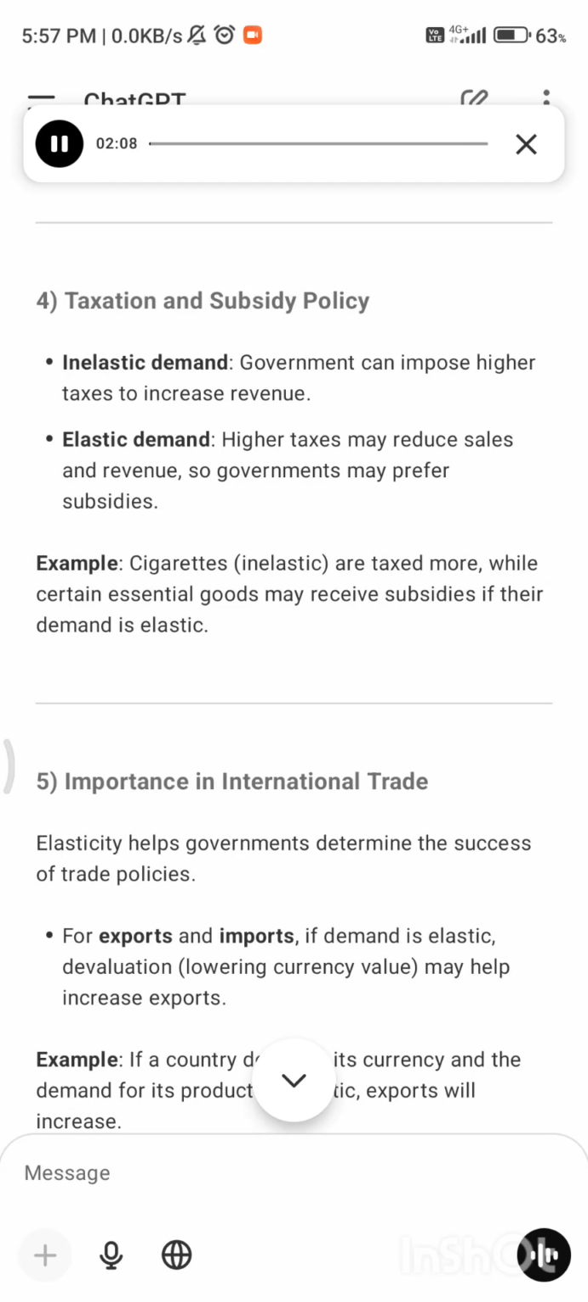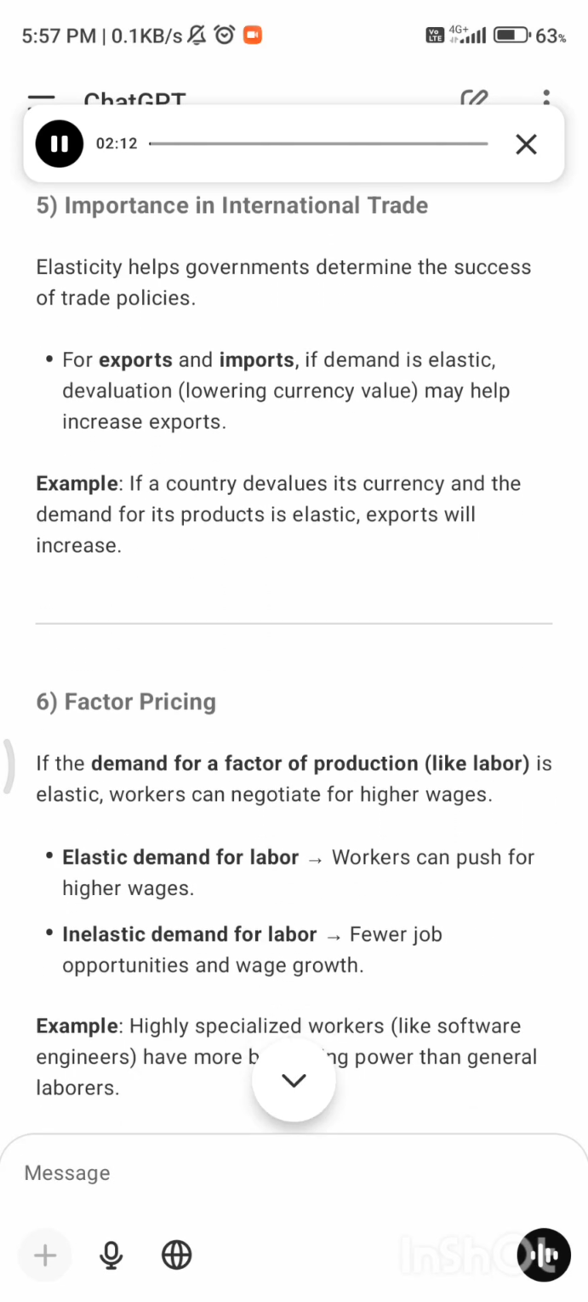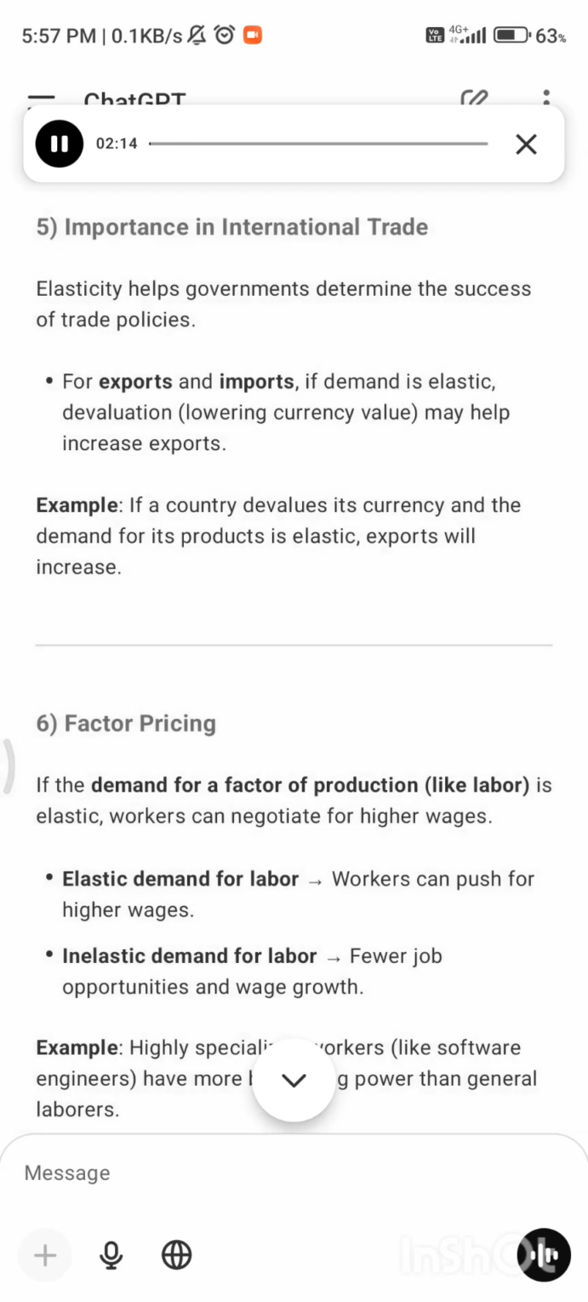Now 5. Importance in international trade. Elasticity helps governments determine the success of trade policies. For exports and imports, if demand is elastic, devaluation, lowering currency value, may help increase exports. Example, if a country devalues its currency and the demand for its products is elastic, exports will increase.